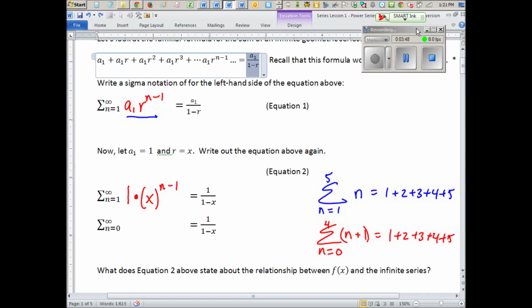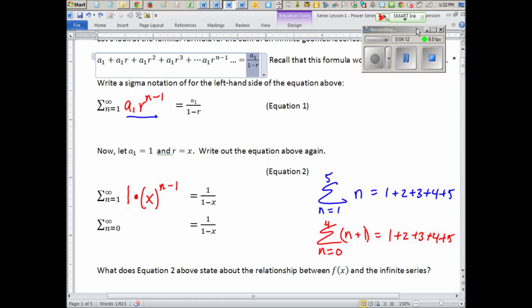So if you decrease your limits of summation by 1, let's say, so you make this a 0, make that a 4, the price you pay is you change the n's by increasing them. So by changing the 5 to a 4 and the 1 to a 0, the price I have to pay for that is to increase my n by 1. The same is true here.